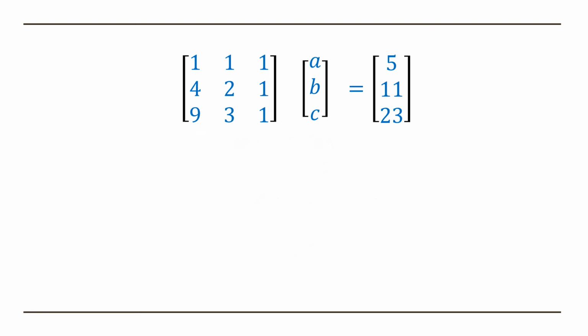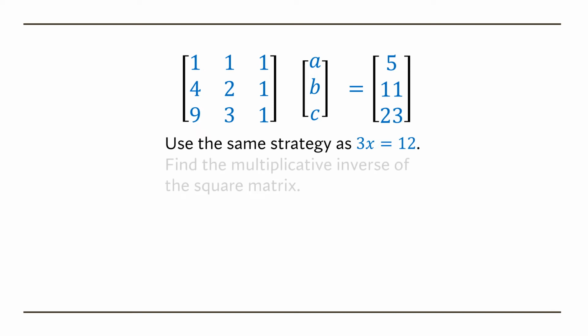All right. So let's start off by considering the strategy that we used with 3x equals 12. If you recall, the first thing we did was we found the multiplicative inverse of the coefficient. In this case, we have a square matrix, and so we have to figure out what is the multiplicative inverse of this matrix. Well, with matrix math, you don't just say 1 over the matrix. You have to do some specific things. And again, I'm not going to ask you to do that. I will do it for you.